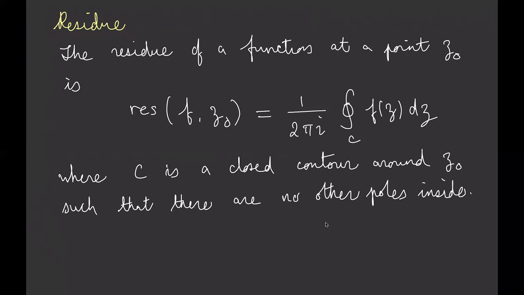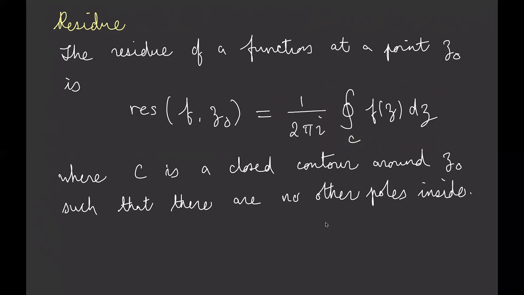R-E-S-I-D-U-E. So the residue of a function at a point z0 is going to be this thing over here. So here's our definition or notation. You put in a function at a certain point, so this is sort of like calculating the function at that point. It's not f at that point, but something else related to that point, and we call that the residue. What we do is an integral of this form, where you take C to be a closed contour around z0 such that there are no other poles inside. So you take a small enough contour, you do this calculation, and then you divide by 2 pi i, and that's called the residue of the function at that point.